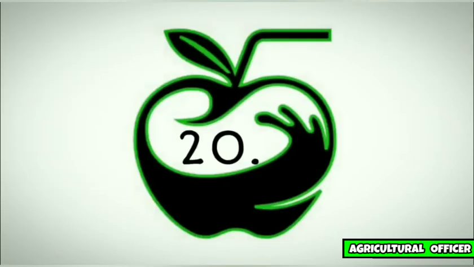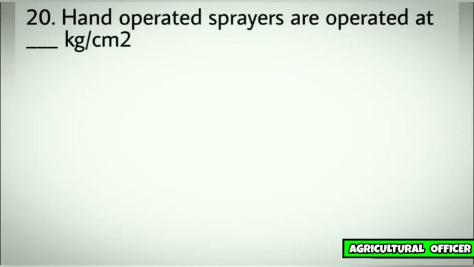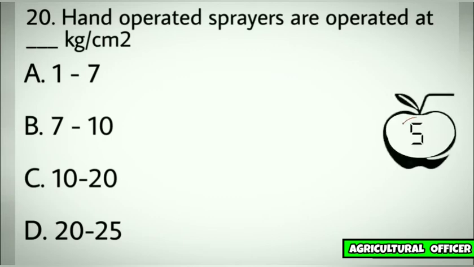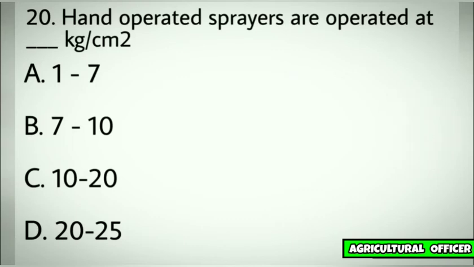Question number 20. Hand operated sprayers are operated at dash kilogram per centimeter square. Options A. 1 to 7, B. 7 to 10, C. 10 to 20, D. 20 to 25. Correct answer A. 1 to 7 kg per centimeter square.